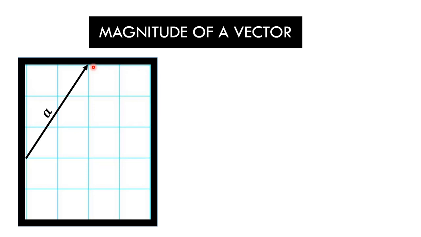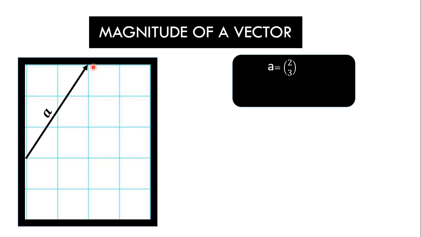So we can write the column vector for this particular vector A. What could that be? 2 units in the x direction and 3 units in the y direction. Now for the magnitude, if you see it carefully, this vertical distance and this horizontal distance form a triangle and A is the hypotenuse. So we can apply the Pythagoras theorem over here, which is going to be the square of x plus the square of y, under the root.